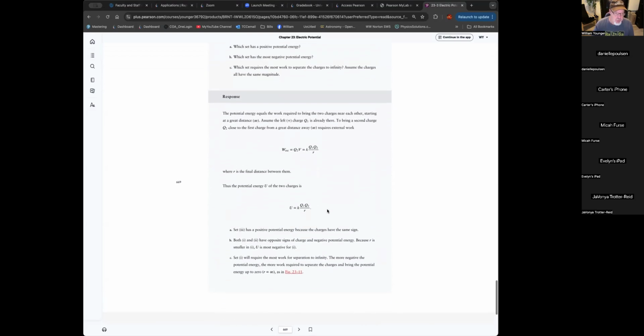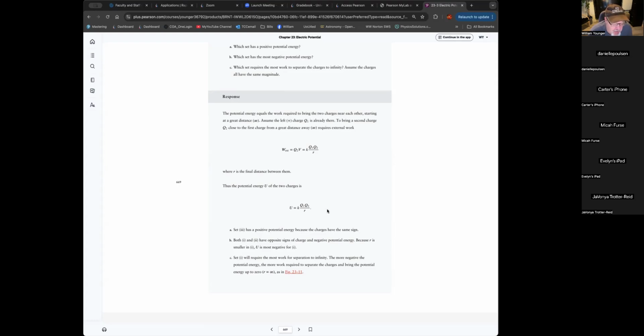Okay. I'll read you their response so you can have some understanding of yet a third way, and maybe this will be helpful too. The potential energy equals the work required to bring the 2 charges near each other, starting at a great distance, infinity. Assume that the left charge Q1 is already there, and bringing a second charge, Q2, close to the first charge from a great distance away requires external work. We know that external work is Q times V, just like we did in the previous example. So we get kQ1Q2 over R. That's the formula for all three of them, where R is the final distance between them. Thus, the potential energy is equal to that work, so I get kQ1Q2 over R.